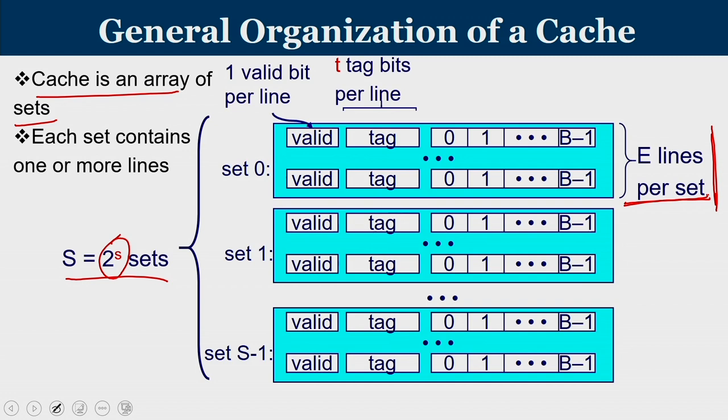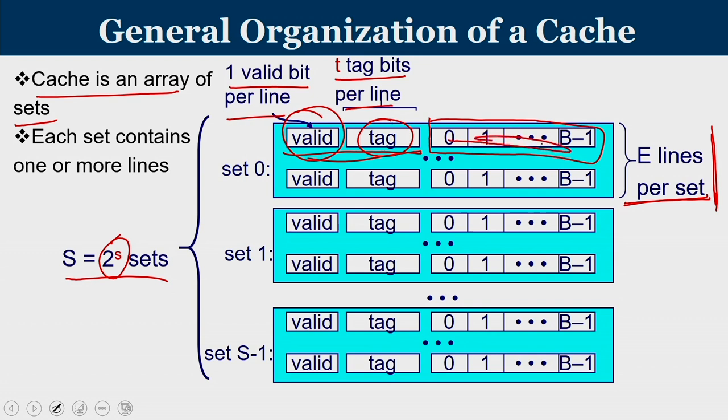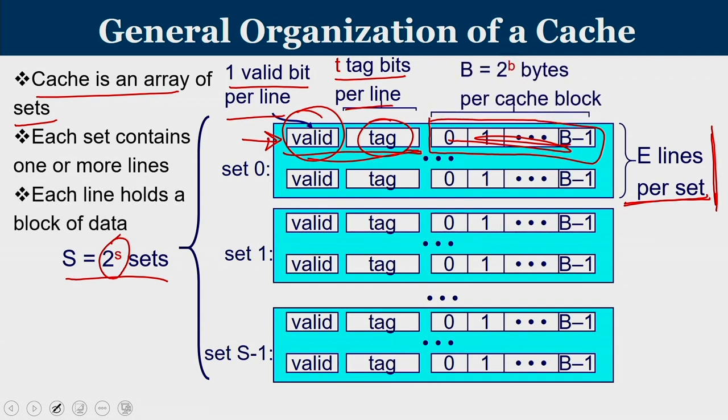Each of these lines has a data storage portion where I keep data that has been brought from main memory. You have some control information, which is called the valid bit. One valid bit is there per line, and t tag bits are there for each cache line. So, each cache line has the place where your data is located, a valid bit, and a set of tag bits. Each cache line holds a block of data, and this block size is also a power of 2.